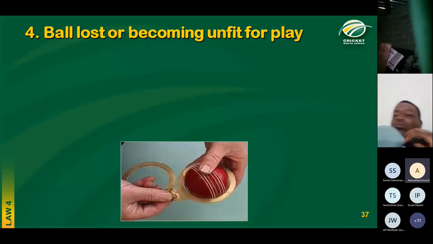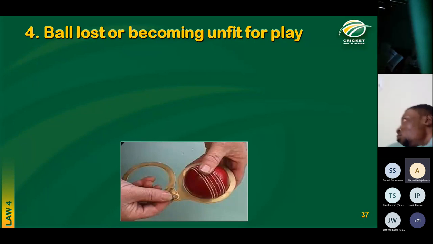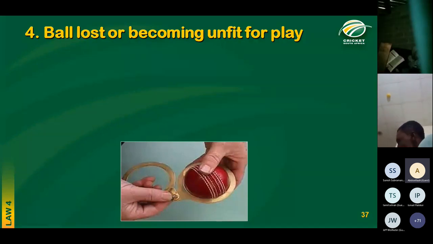Remember earlier, I mentioned umpires taking possession of the ball and regularly looking at the ball and the condition of the ball. Now we're going to see why that is important. So what happens if a ball becomes lost or unfit for play?